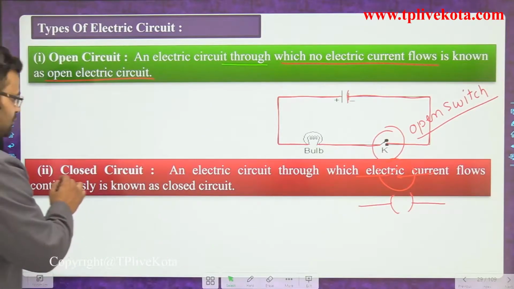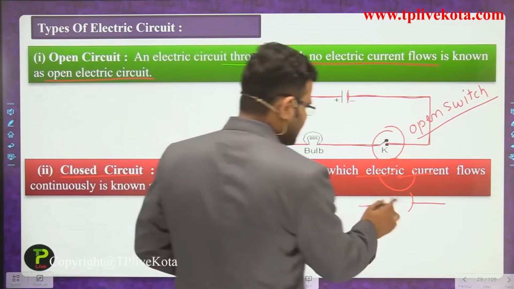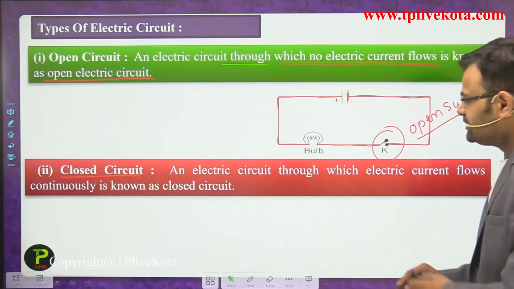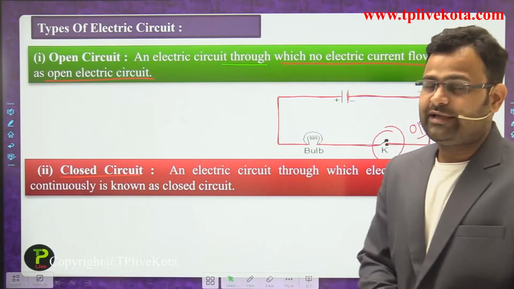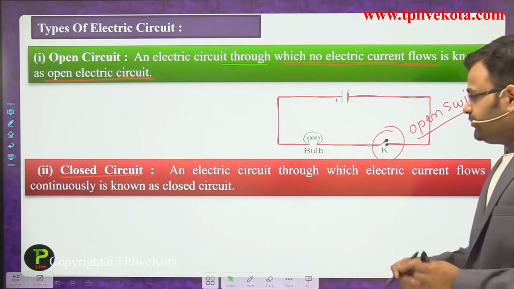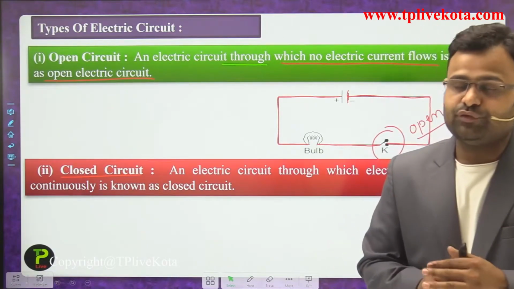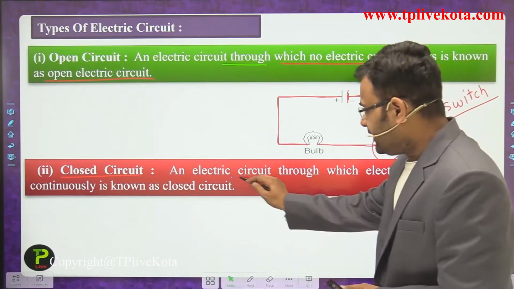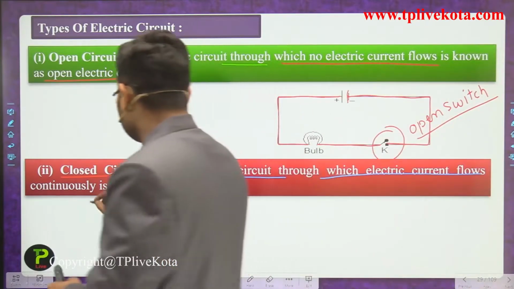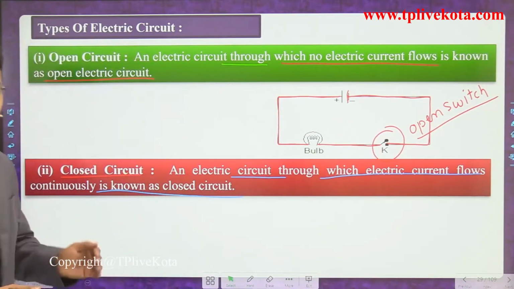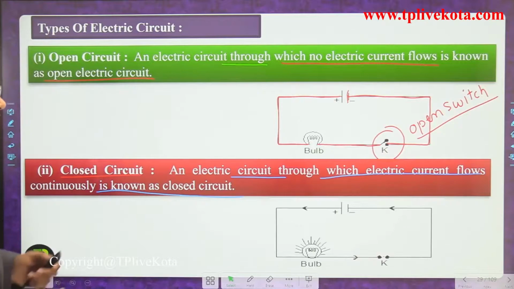Second one is a closed electrical circuit. What happens in a closed electrical circuit? In a closed electrical circuit, which type of switch is used, guys? In that circuit we use the closed switch. Why do we use the closed switch? We use the closed switch in a closed circuit because we want the current to flow. A closed electrical circuit is one through which electrical current flows continuously. So if you want the current to flow, we require the switch to be in the closed condition.